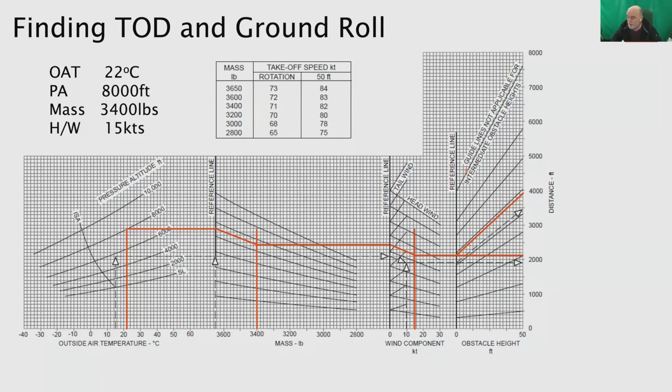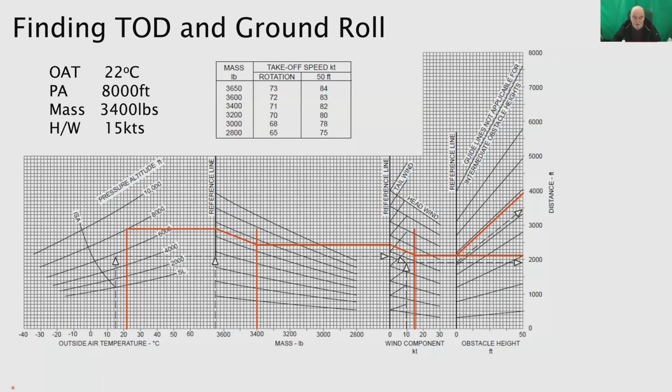There's a note up here which is worth noting, which says guidelines are not applicable for intermediate obstacle heights. They only work for two numbers, for takeoff roll at 0 feet and for takeoff distance at 50 feet. Okay, simple as that.